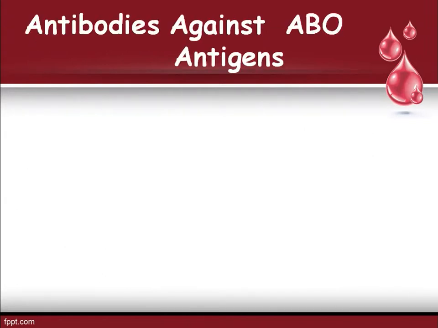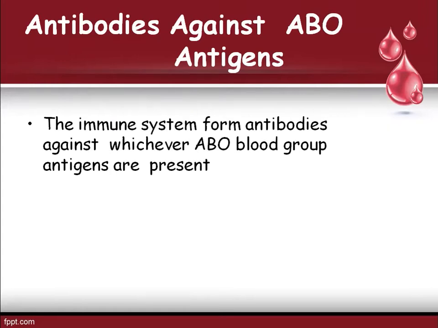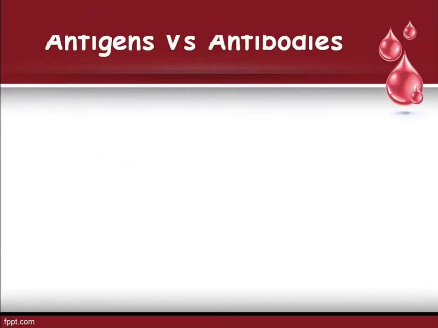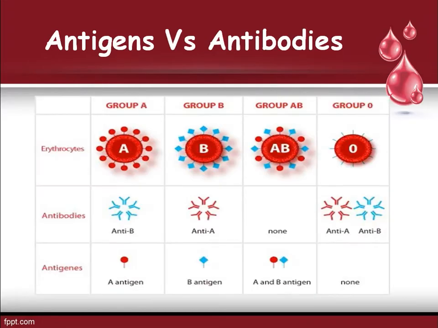Antibodies against ABO antigens. The immune system forms antibodies against whichever ABO blood group antigens are not present. For example, a person with blood group A will have B antibodies, and so on for the others. Antigen versus antibodies. Now, first one is group A. In this group A, these are the erythrocytes. The antibodies are anti-B and antigens are antigen A.